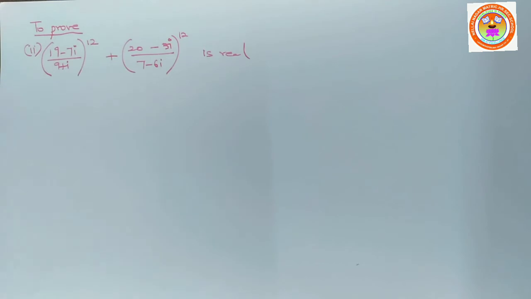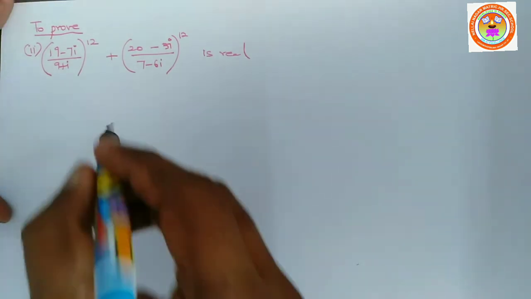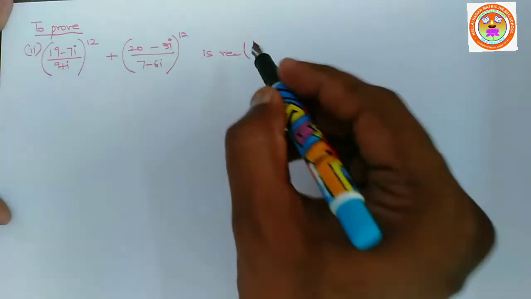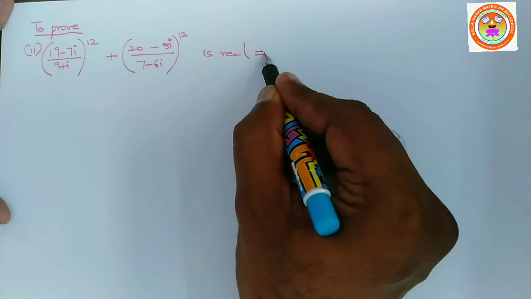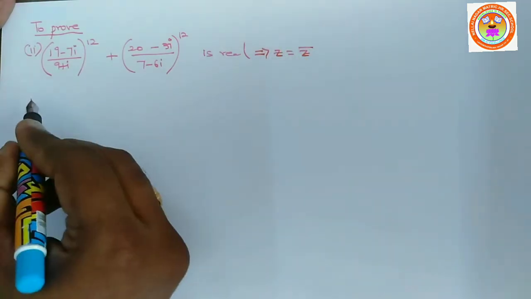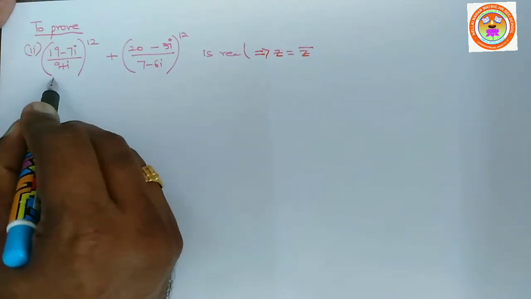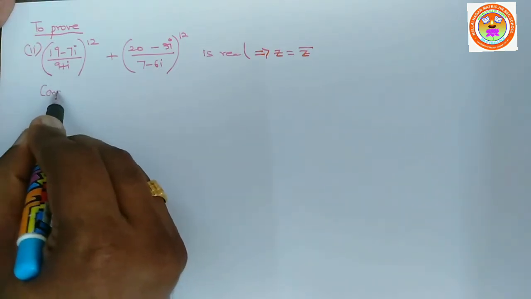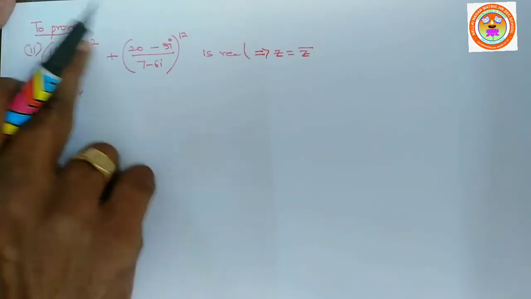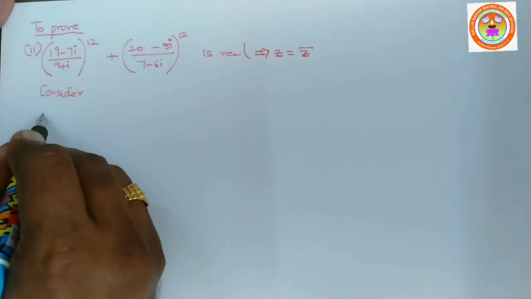To prove second subdivision: ((19 minus 7i) divided by (9 plus i)) whole power 12 plus ((20 minus 5i) divided by (7 minus 6i)) whole power 12 is real. Real means nothing but z is equal to z bar. This is one of the important sums. So in this, what am I going to check? I am going to consider this part alone, without the power.